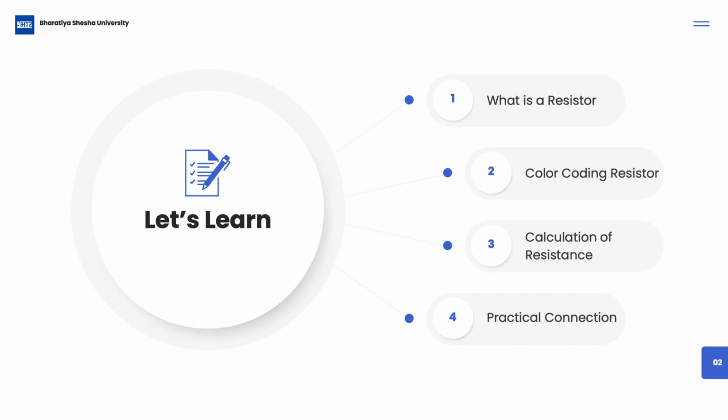The video is divided into 4 parts. First we'll learn about resistors, then we are going to learn about color codes and how resistors are marked. We are also going to calculate resistance, and then we'll take a look at a practical connection that can be done on the breadboard to test the resistor.